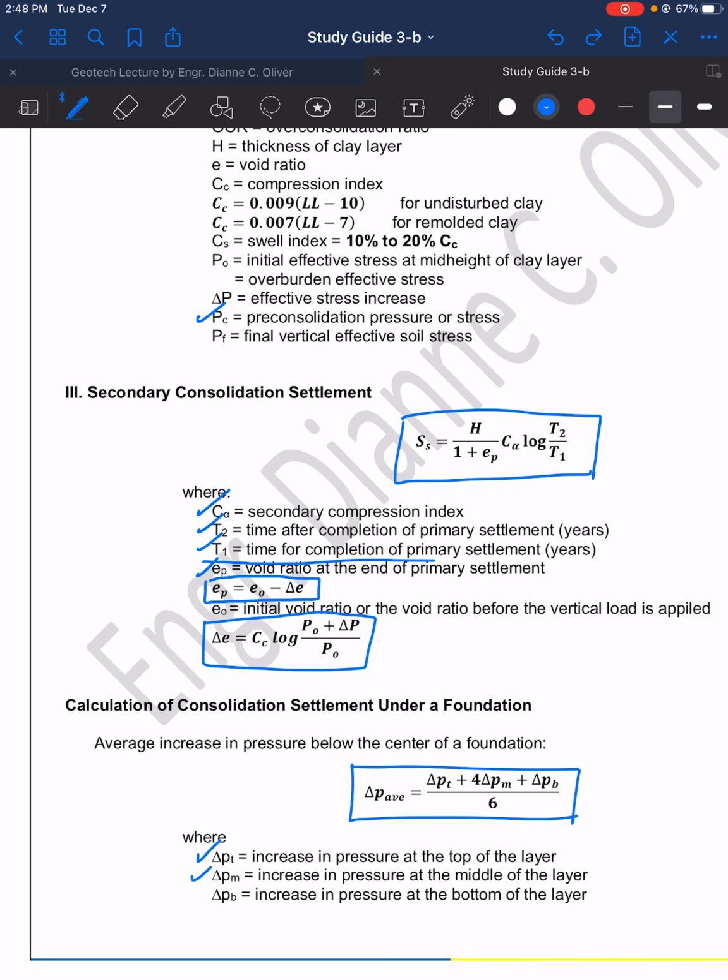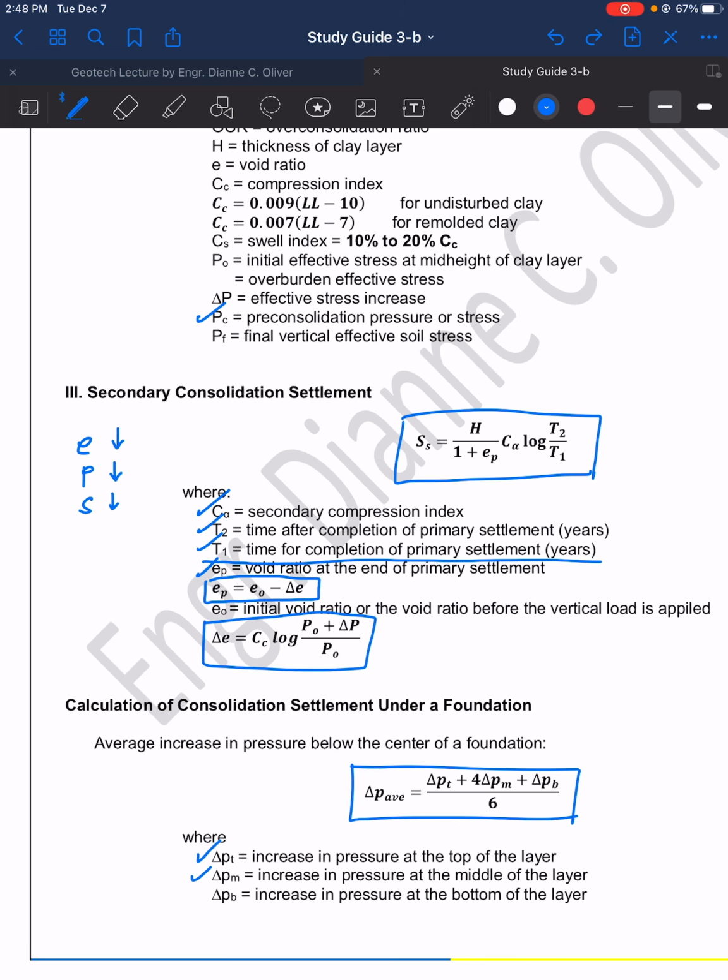Time 1 is assigned to the time of completion of primary settlement. Again, let's have the order of settlement. The first one is elastic. The next one is the primary. And the last one is the secondary. So there will be settlement due to elastic, settlement due to primary, and then settlement due to secondary. The secondary settlement is the plastic settlement, or the one in connection with time.